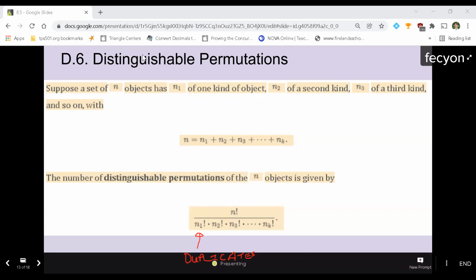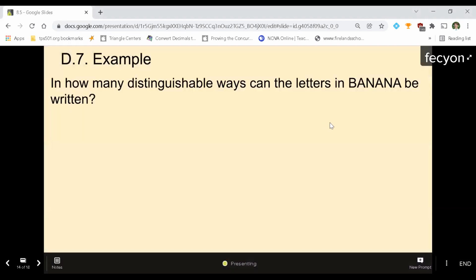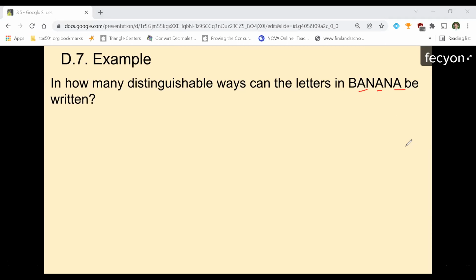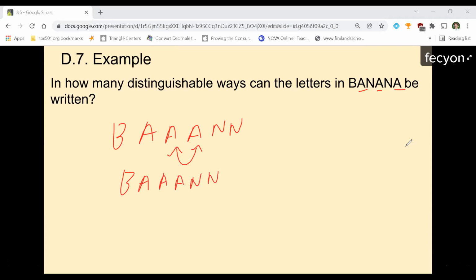All right, so for example, let's say you have the word banana and you want to rewrite banana using the same letters to make a new word. The issue is you have 3 A's, right? So if you tell me B, A, N, N, and then I swap these 2, I still get the same word, right? That's not a distinguishable order. So here's how you resolve that.